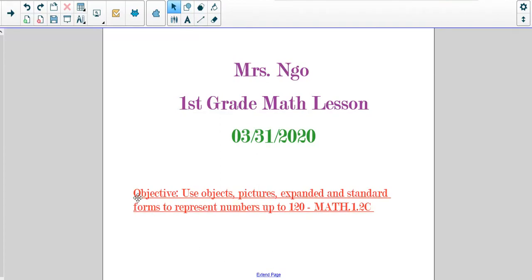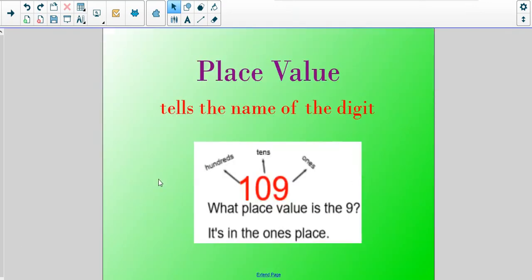Today's lesson objective is to use objects, pictures, expanded, and standard forms to represent numbers up to 120. Let's go over some vocabulary words. Place value tells the name of the digit.